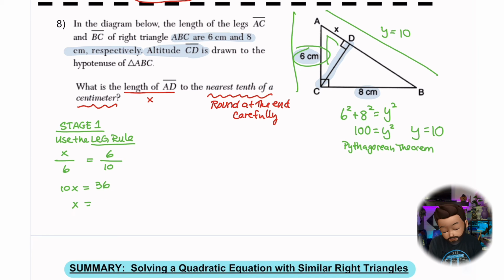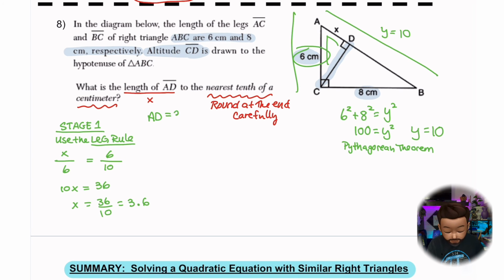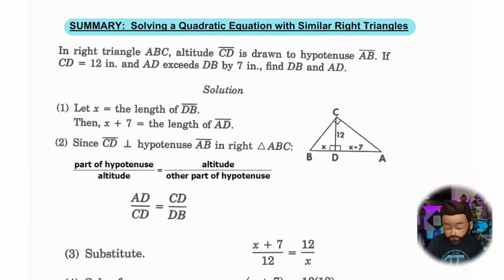Finally, solving for x using the leg rule, we get 36 over 10, which is 3.6. And stating that AD is 3.6 is the part of the word problem, you also want to include centimeters here to round out the problem.